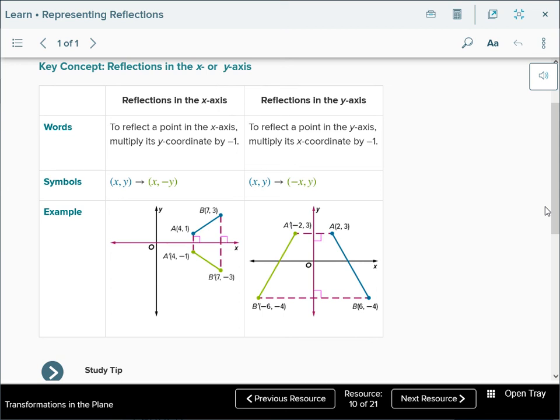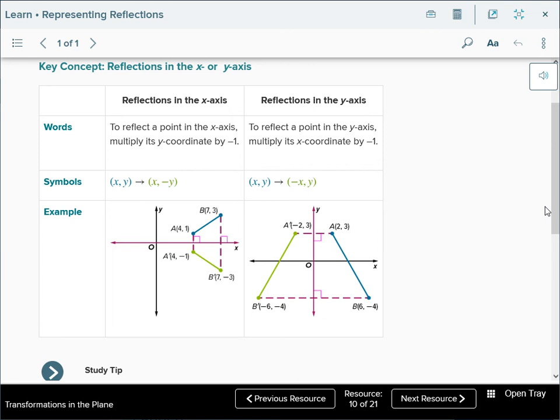Look at the 2 examples. They're not on the computer. It says reflect in the x-axis. That's just the way it's said. We'll probably say over the x-axis, but the correct mathematical terminology is reflect in the x-axis or reflect in the y-axis.